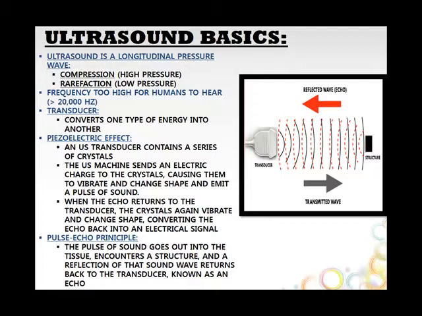And ultrasound is all based on the pulse echo principle, and this is the fact that the sound wave goes into the tissue, bounces off a structure, and then an echo returns to the transducer. And that's how we get our ultrasound images. So we have our transducer, our black sound wave going out into the tissue, bouncing off our structure, and then the red lines are the reflected wave, or the echo, coming back to the transducer.